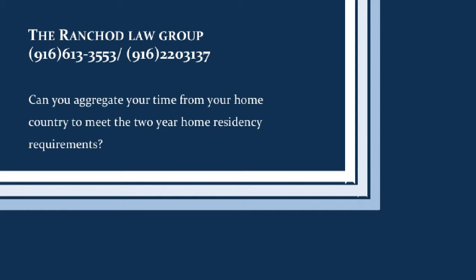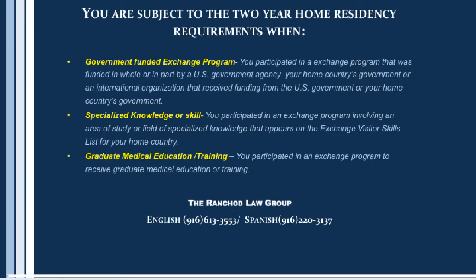Before we delve into that, I want to back up to the basics. You are subject to the 2-year home residency requirement either because you received government funding, you have participated in medical training programs such as a residency program, or you are on your country's skills list. So if you're subject to the 2-year home residency requirement, this is often reflected on your J1 visa stamp or your DS-2019 or previously on your IAP 66.